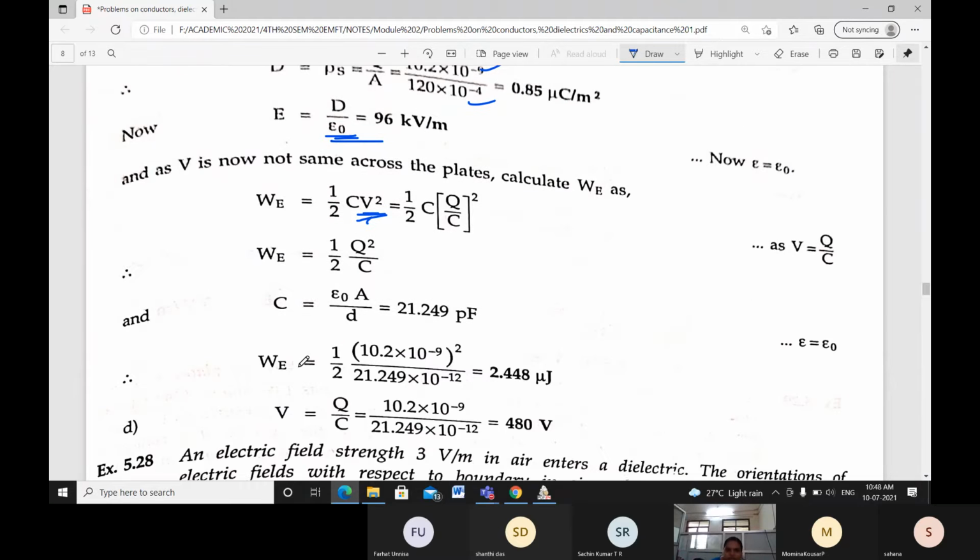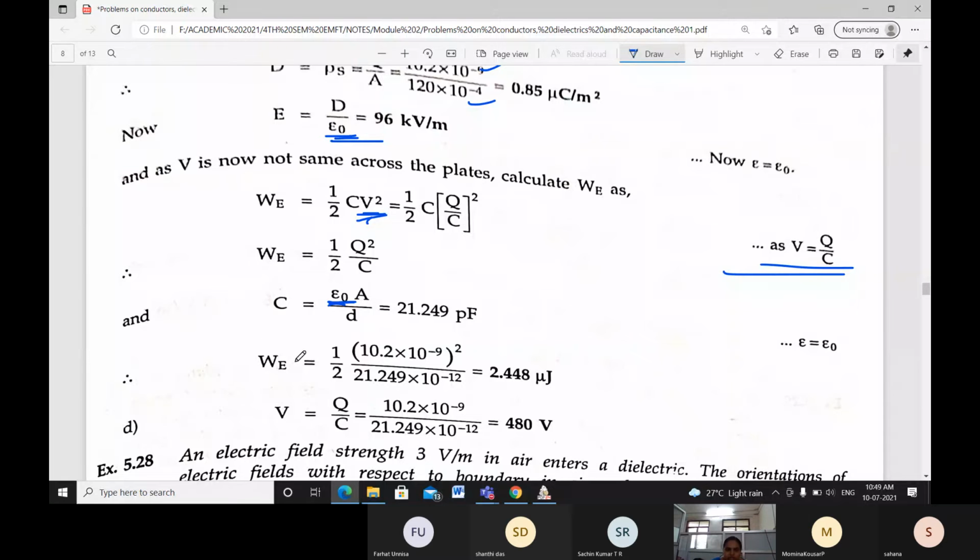Then, what is our C going to be in the equation? Epsilon naught times A divided by d. Observe here, we are going to be considering epsilon naught only. That part is important. Hoping you got this. Everything is mentioned here, so you can understand. Substitute for epsilon naught; A is given, d is given. Just go with that substitution and calculate. You will be getting 21.249 picofarads.